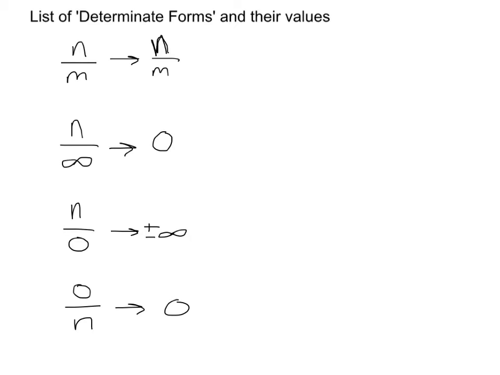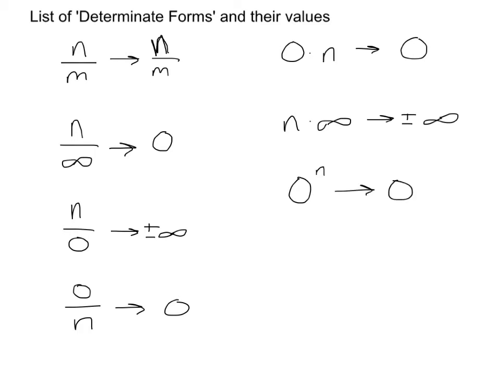I've got 5 more, and I'll list them out a little more quickly. What if you have 0 times n? That's always going to be approaching 0. What if you have some number times infinity? That should be approaching infinity. Again, it might be plus or minus, because the n could be negative. Well, that's fine. What about 0 raised to some power? 0 raised to any power is 0. What about some number raised to the 0 power? Again, no ambiguity here. We know anything to the 0 power is 1.